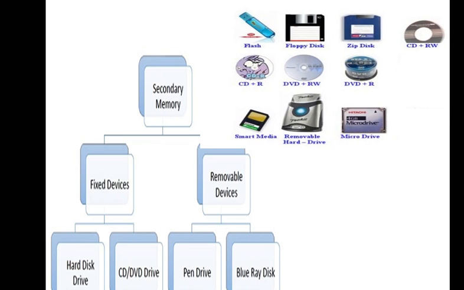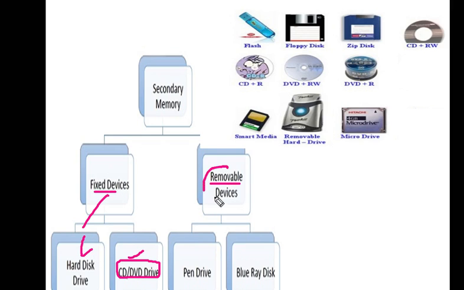In secondary memory, there are two types of devices. One is fixed and another is removable devices. Fixed devices means what? Your hard disk drive or CD or DVD drive. What do you mean by CD or DVD drive? If you want to write data, you can insert your CD and burn it, and your data will be ready, right? Hard disk means your secondary device. It is fixed inside the CPU.